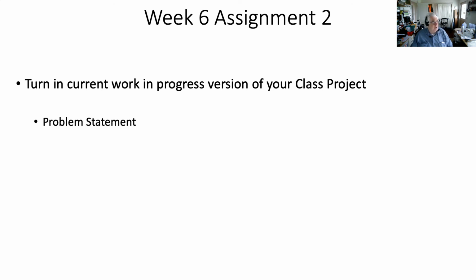Your second assignment is to turn in the current work in process version of your class project. And when I say work in progress version of class project, what am I talking about? Well, you need a problem statement, and by that I mean, what's the objective? And if you can't state what your objective is in one paragraph, you haven't thought about it enough, because you need to get it concise so that it clearly states what your objective is.